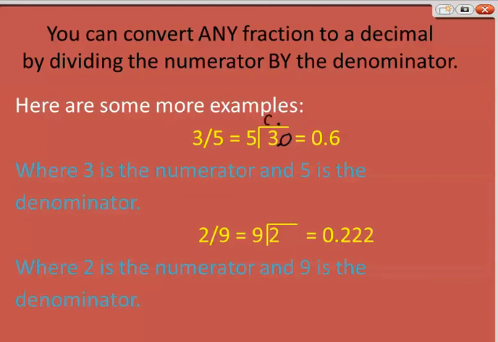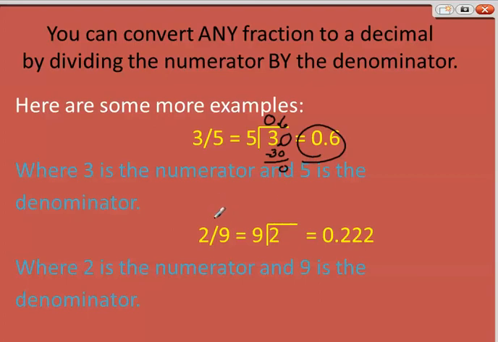So 5 can't go into the 3, but it can go into 30 6 times. So then 30 minus 30 is 0. And since we have a 0 remainder, that means we're done. This is a terminating decimal. So the answer is 6/10, or 0.6.